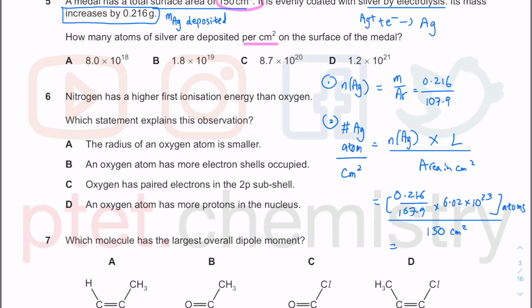My calculator shows me 8.03 times 10 to the 18. This is atoms per cm square. Follow the math and you should get 8.0 times 10 to the 18. There is option A there.